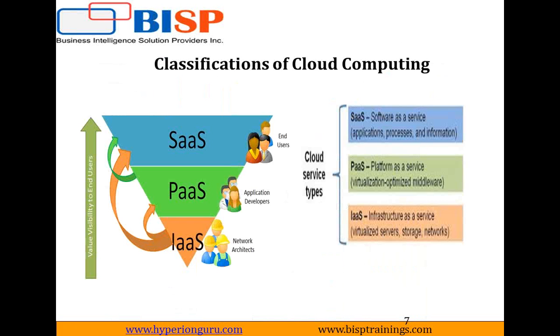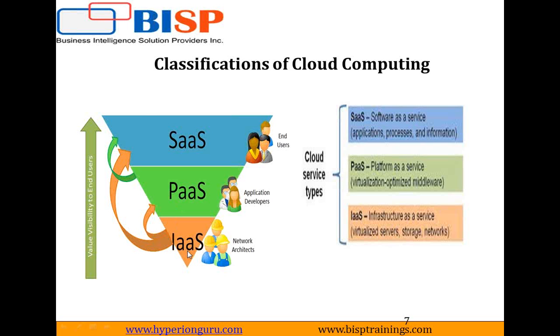Let's move on to the classification of cloud computing. Classification means the types of cloud computing. So I can say that there are 3 building blocks of cloud computing. We have SaaS, we have PaaS, and we have IaaS. SaaS is basically software as a service, PaaS is platform as a service, and IaaS is infrastructure as a service.